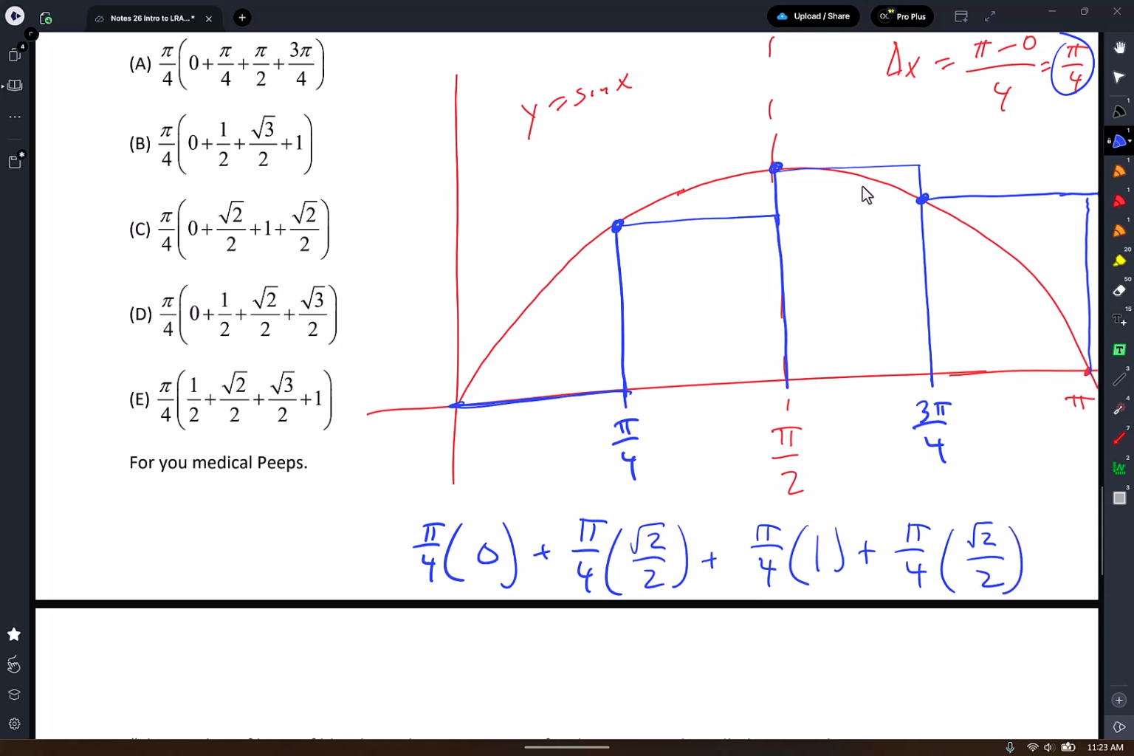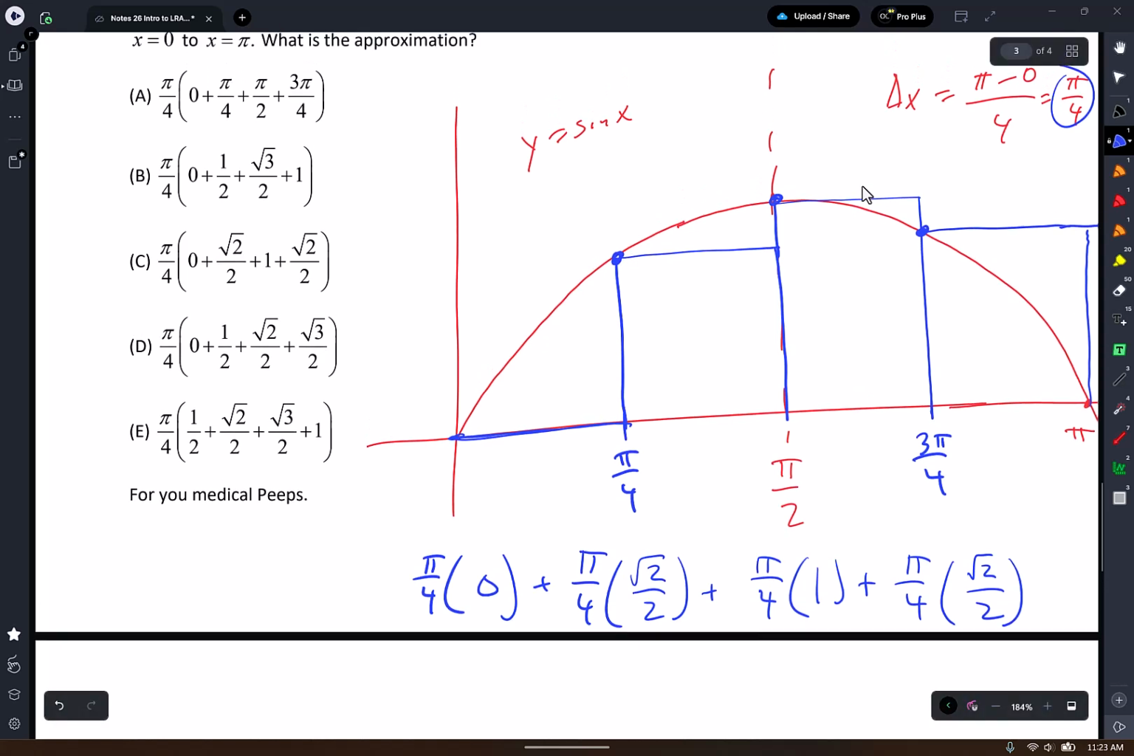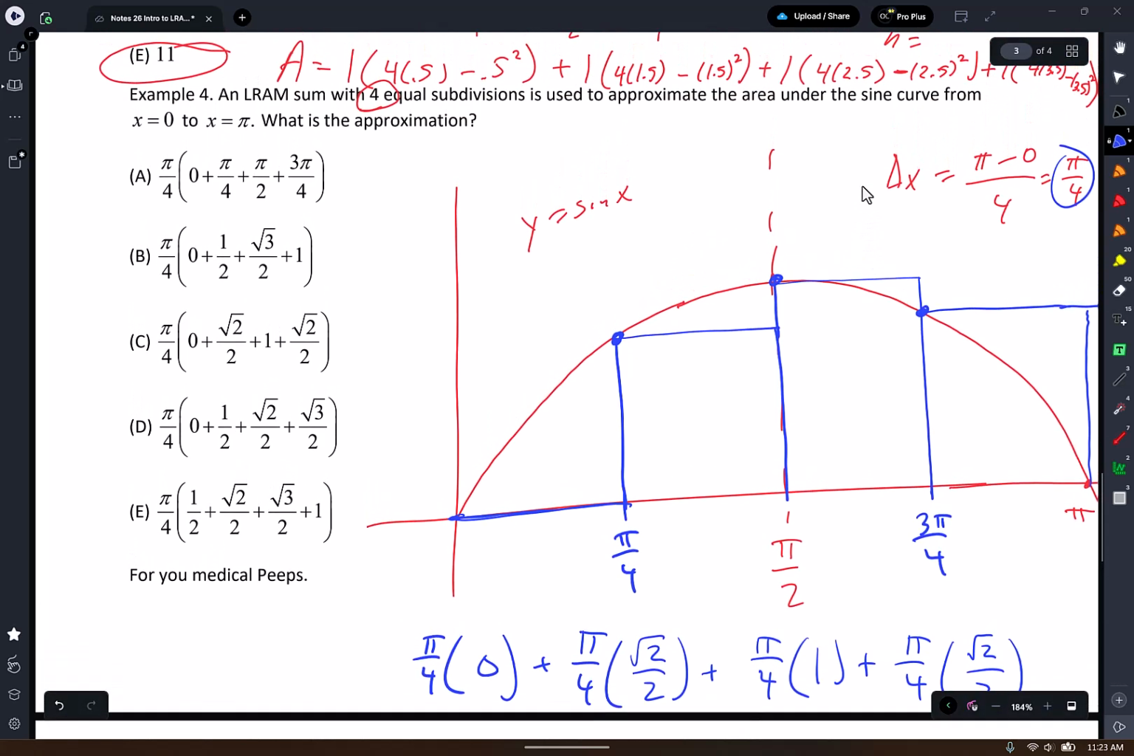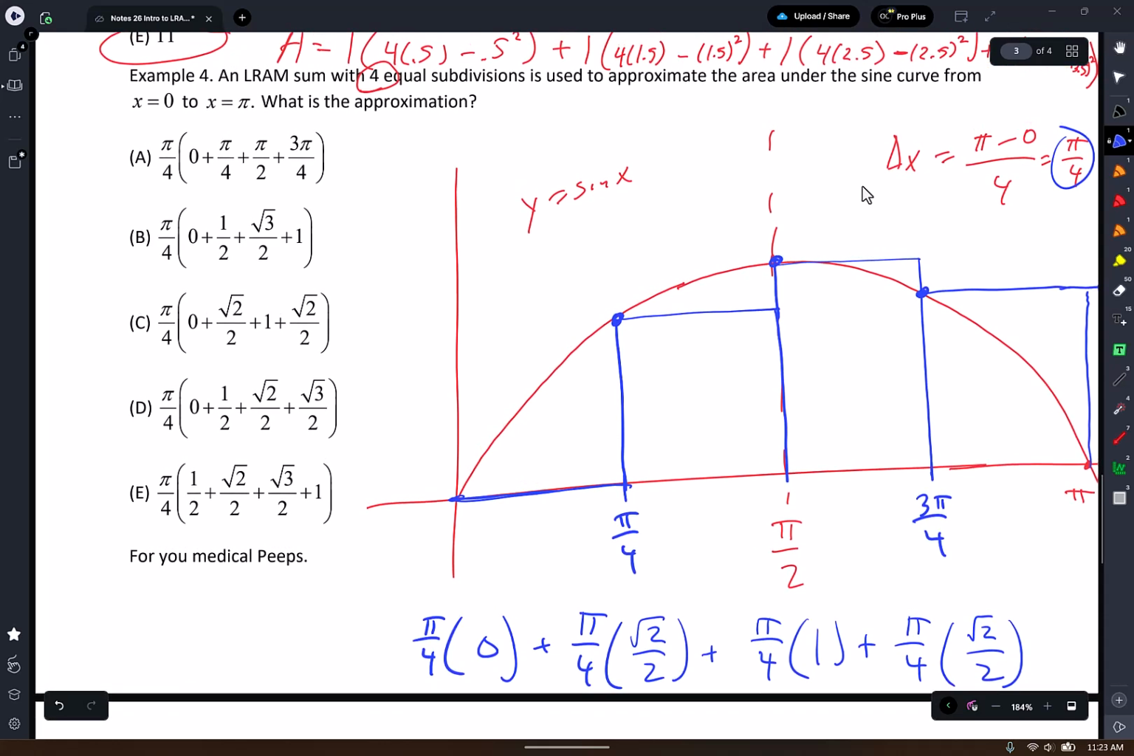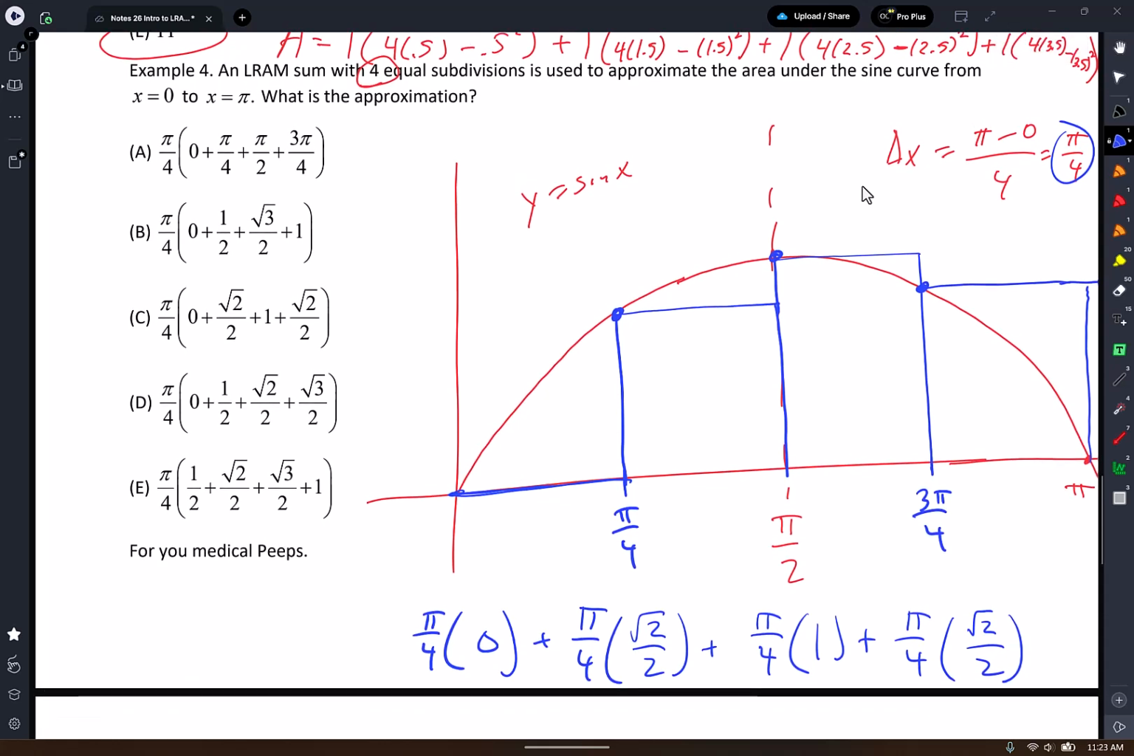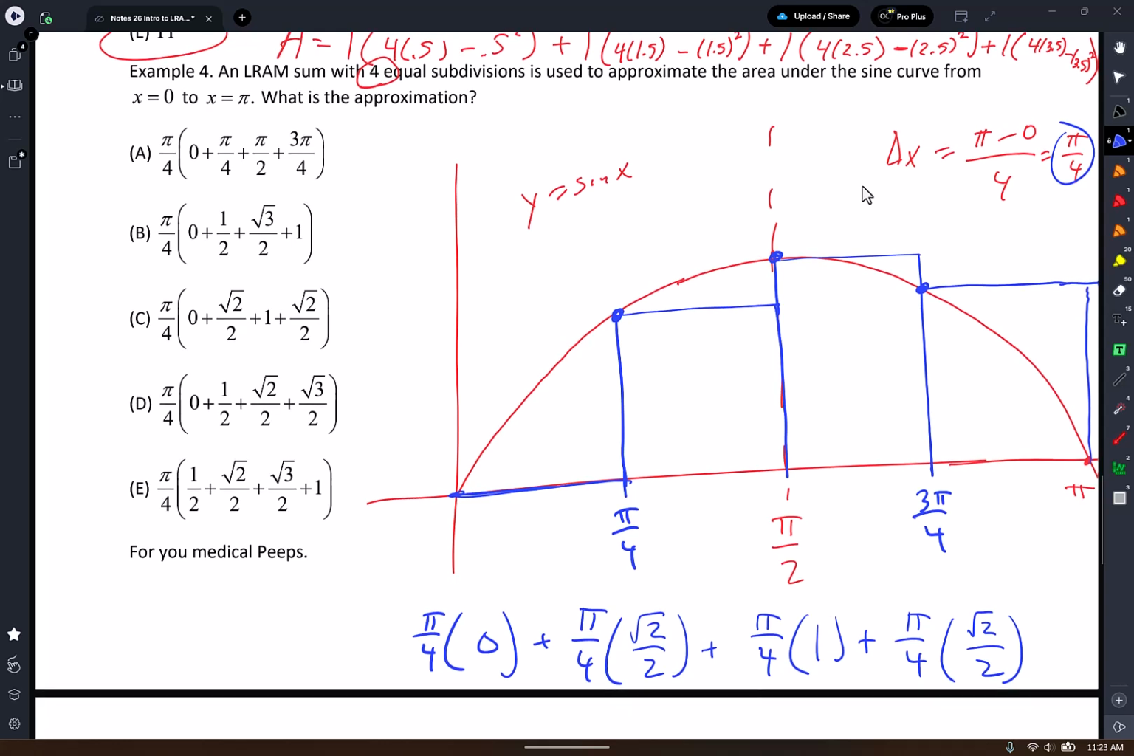There it is. Let's look for that answer. They all have a pi over 4 in common, so can I factor out a pi over 4? Where do you guys see it? Square root of 2 over 2, 1, square root of 2 over 2. What letter? C.